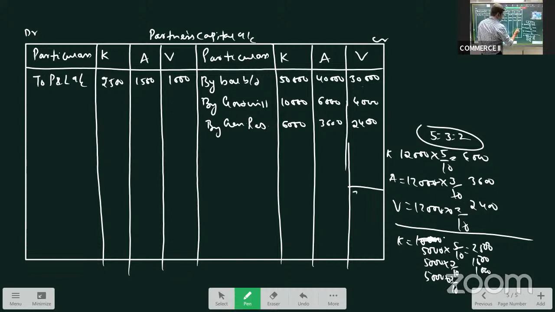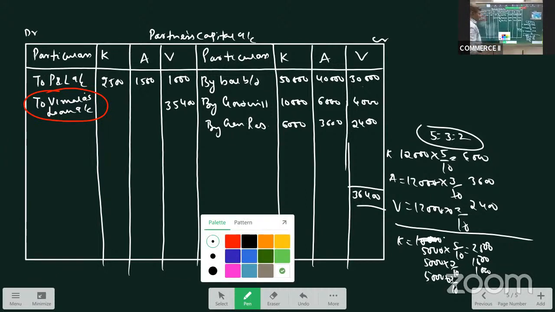36,400, and here we have 1,000. So 36,400 minus 1,000 is 35,400. This amount we will transfer to her loan account, to Vimala's loan account. This is the outgoing partner. As the amount is not paid to her, we will show it as a loan amount payable to Vimala, and this will appear in the balance sheet also.